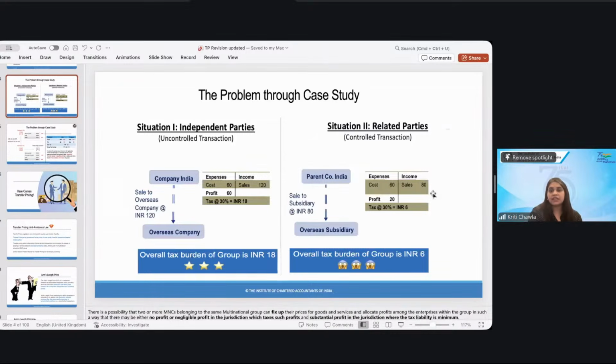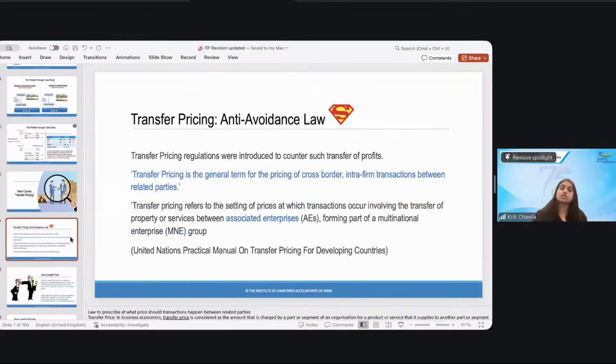Should they happen at 80 rupees, these related party transactions? Should they happen at 120 rupees? Should they happen at 200 rupees? Should they happen at like 60 rupees? What is the price at which these related party transactions should happen? That is basically the law which is called transfer pricing.